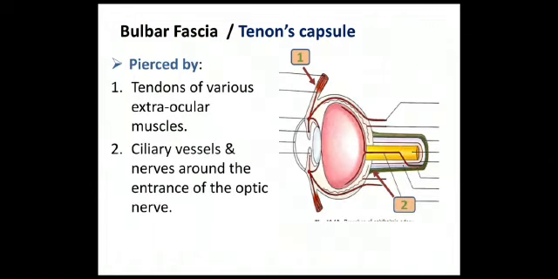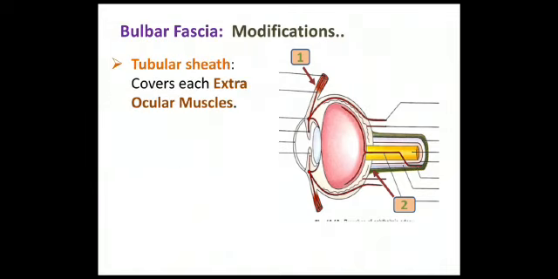It is pierced by various structures, mainly by the tendons of various extraocular muscles and the ciliary vessels and nerves around the entrance of the optic nerve. So coming to its modifications, it forms a tubular sheath which covers the various extraocular muscles.